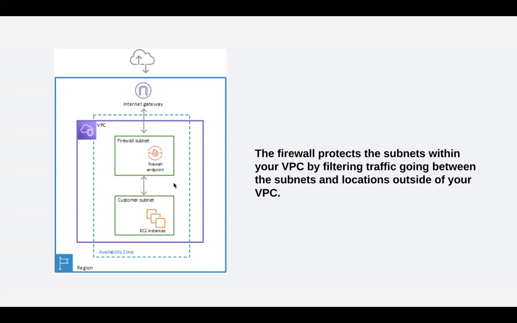Later I have a very nice architecture diagram with which this will become a lot clearer for you when you have a public-private subnet kind of architecture. But now let's take a look at the network firewall components.